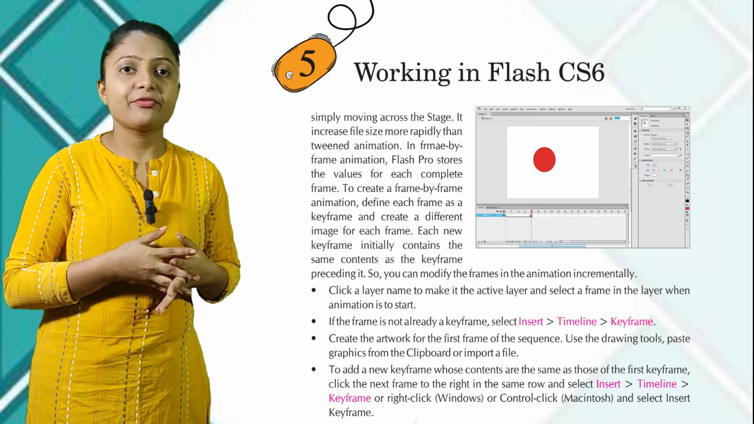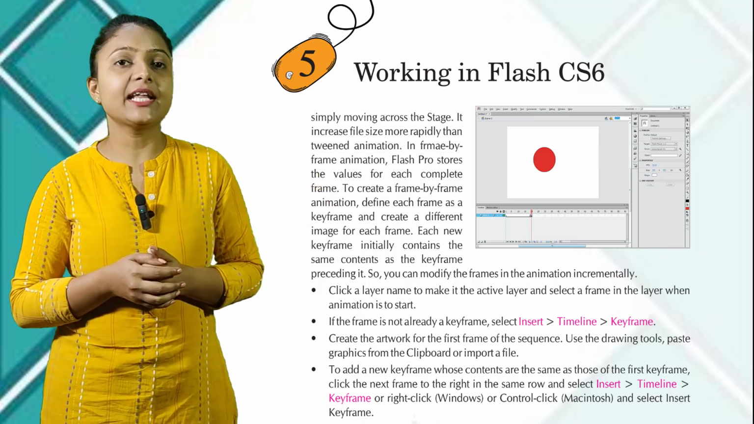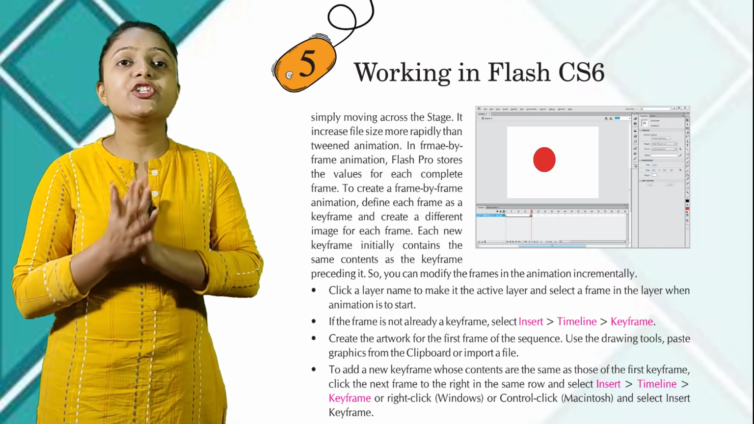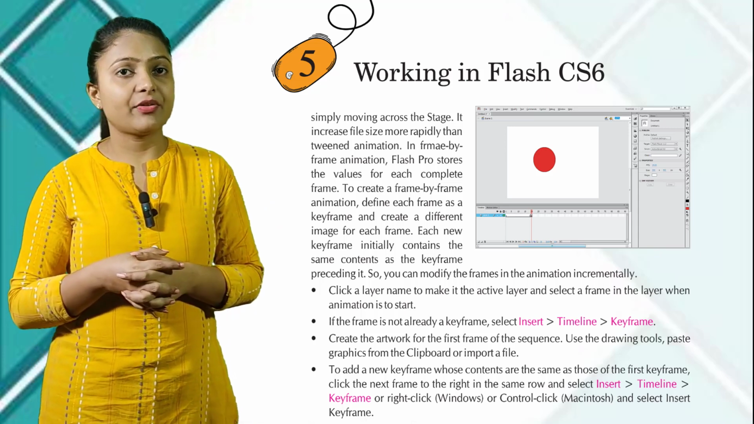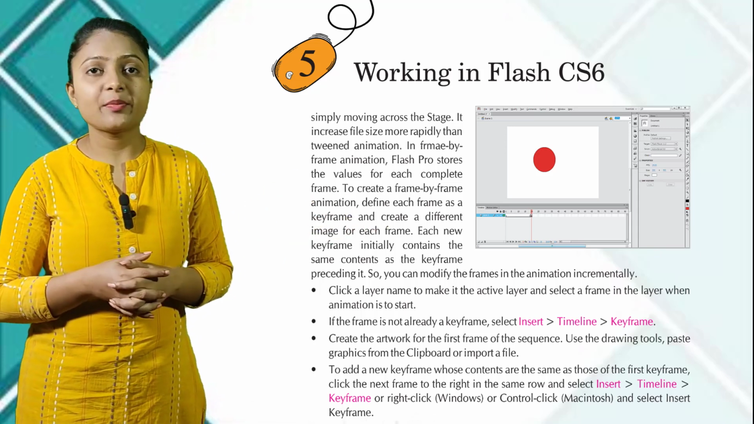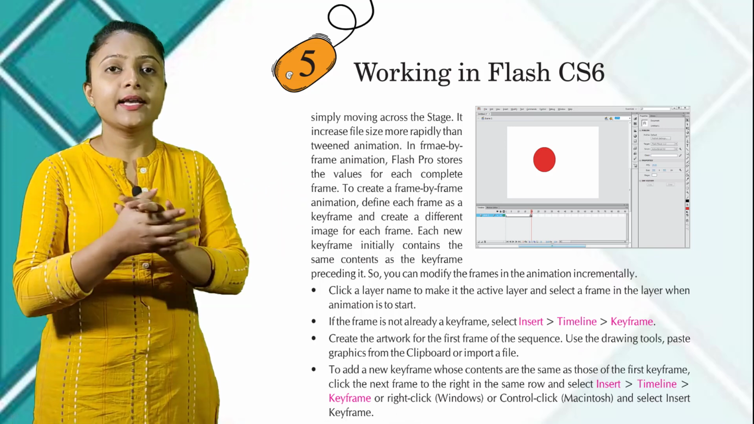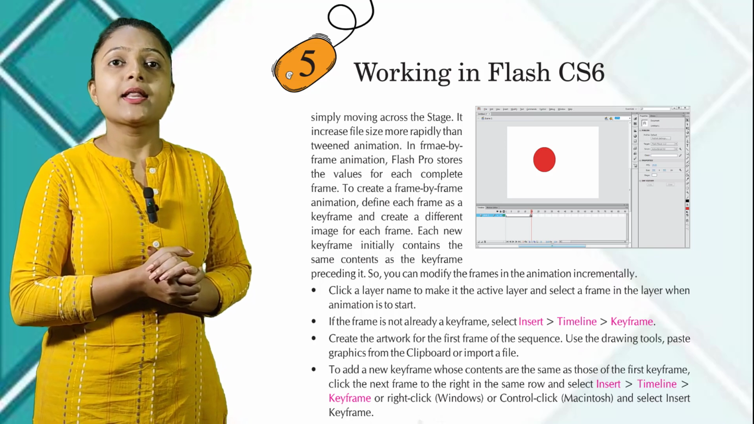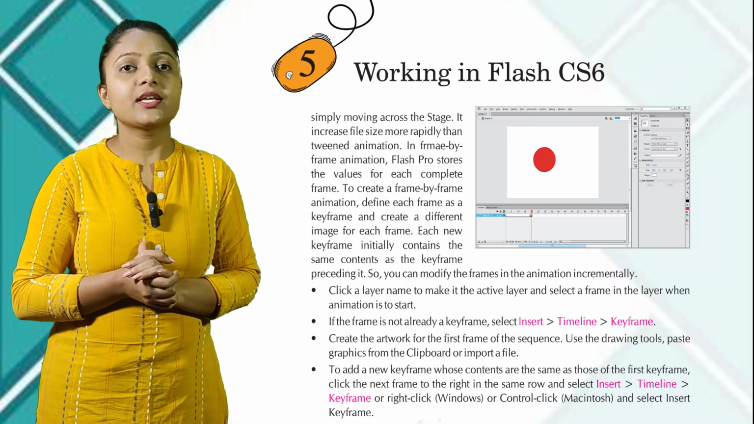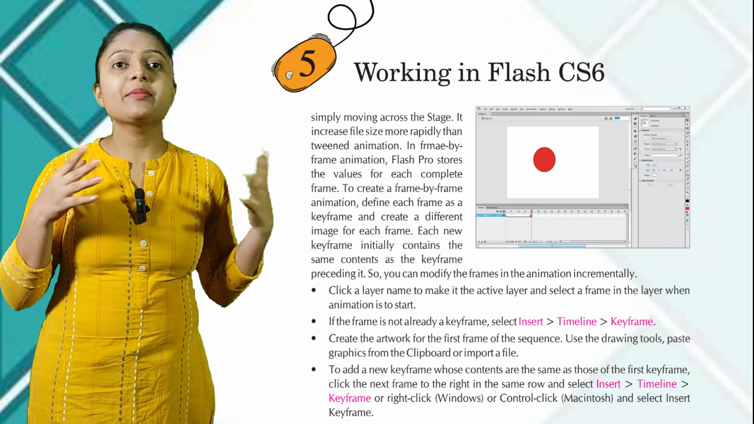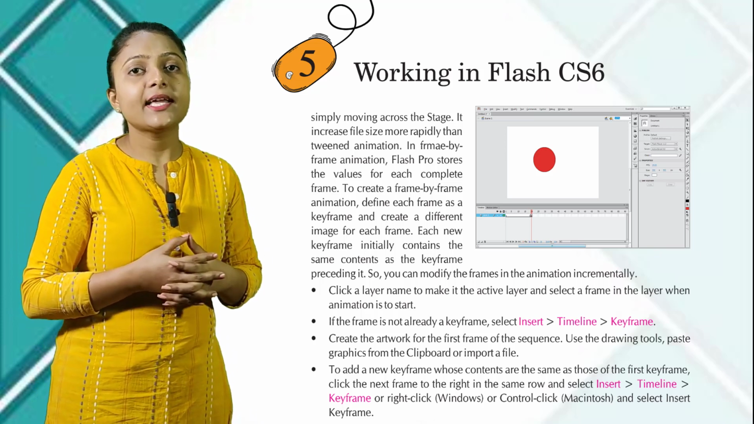To create a frame by frame animation, define each frame as a keyframe and create a different image for each frame. Each new keyframe initially contains the same content as the keyframe preceding it, so you can modify the frame in the animation incrementally. Click a layer name to make it the active layer and select a frame in the layer where the animation is to start. If the frame is not already a keyframe, select Insert, then Timeline, then Keyframe.